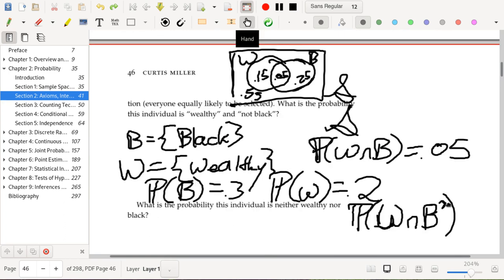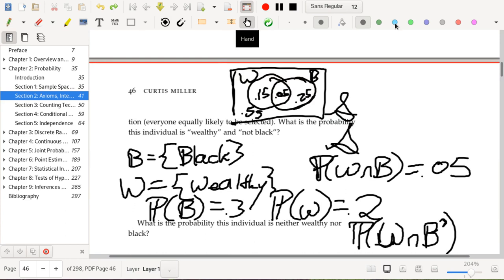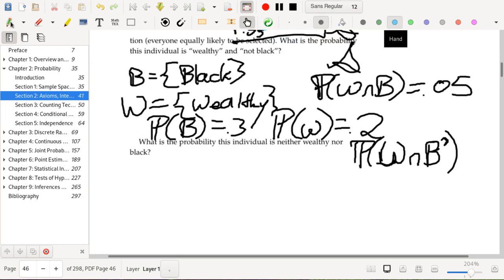All right, so continuing on, the probability of being wealthy and not black. Well, that corresponds in our little chart up here to the blue region, which is going to be 0.15. Okay, what is the probability that the individual is neither wealthy nor black? Actually, I already computed that. I said it in words. It's going to be 0.55.